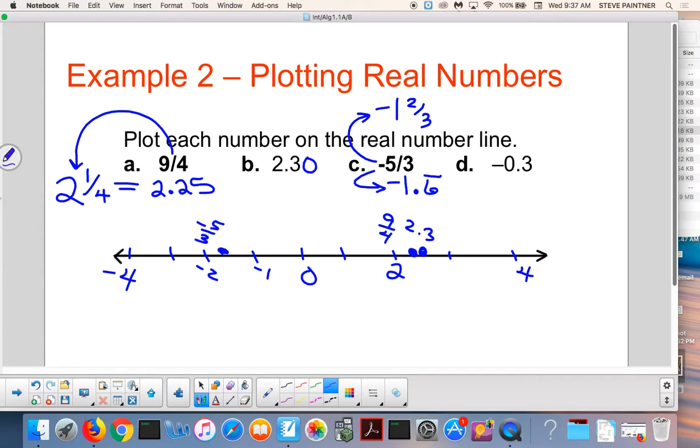Okay. What about the negative 0.3 though? You'd be closer to 0. You'd be like, yeah, here. There you go. And that's like saying I lost 30 cents. This one's like saying I lost $1.60, right? And there you go. That's kind of why it got harder. It got harder because you had decimals and fractions. Okay.